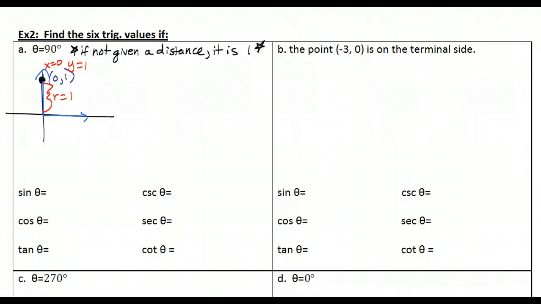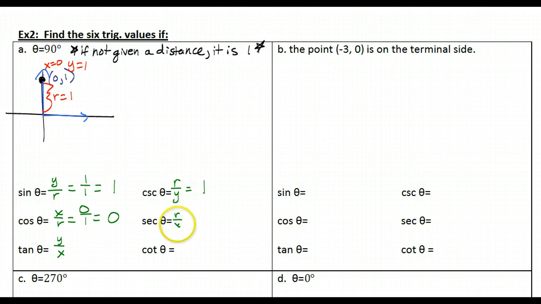So these are the situations where you really want to think about the y over r, x over r, y over x I just taught you on the front page in order to figure these ones out. So now y over r would be 1 over 1, so sine is 1. Reciprocal of that for cosecant, so that's also 1. Cosine is x over r, that would be 0 over 1. 0 over 1 is 0.